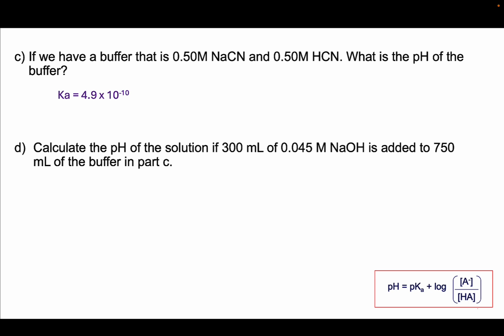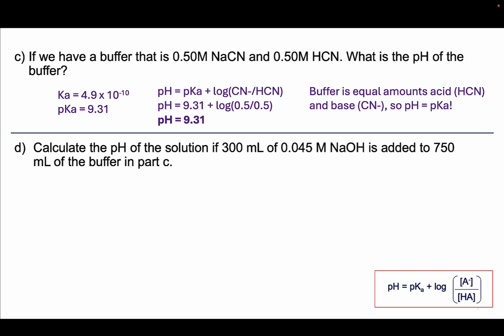What's key to this is that any buffer pH is going to be based on the Ka of the weak acid component. In this case, that would be 4.9 times 10 to the negative 10, which is given in the initial problem. The pKa of this acid is going to be 9.31. If we put in our concentrations for our sodium cyanide and our hydrocyanic acid, we end up getting the following, which gives us a pH of 9.31.